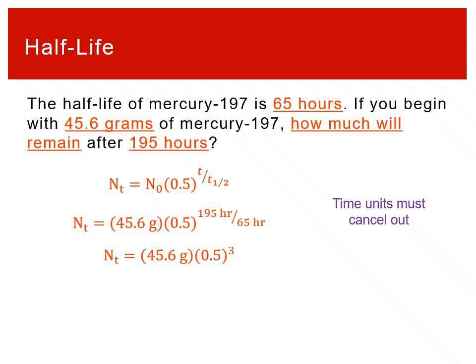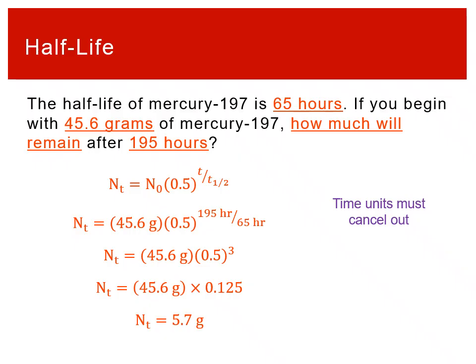But we can evaluate that. 195 divided by 65 is 3. So what this means is that after 195 hours, 3 half-lives have elapsed. We started, each one was 65 hours, we hit 195 hours, so we've gone through 3 half-lives. So 0.5 to the 3rd power is 0.125. That's 1/8. And so that gives us that what is left is 5.7 grams.